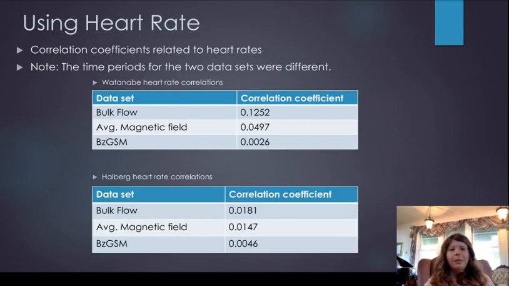So next we decided we wanted to see if there was any relationship with our physiological data and solar variables. We again ran linear cross correlations, switching DST for heart rate. You can see the results of these calculations in the table on screen. Both the Watanabe and Hallberg datasets returned very small correlation coefficients compared to the DST index.